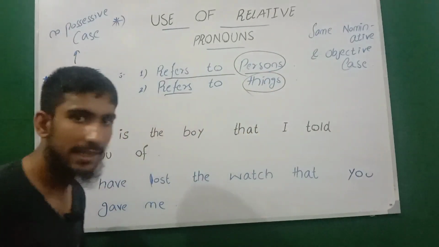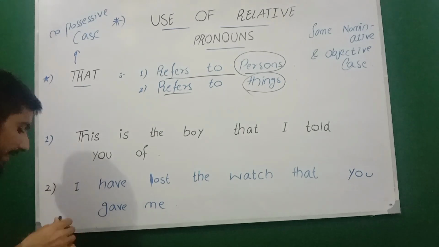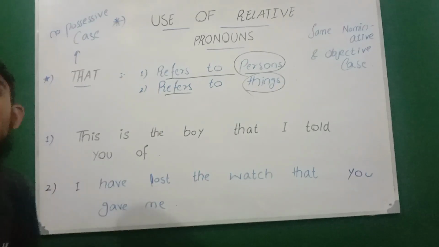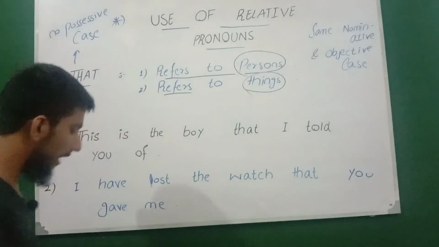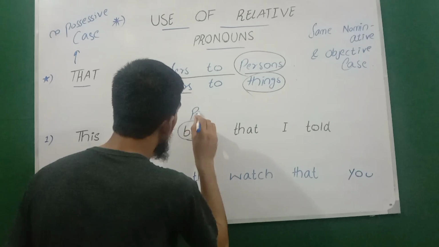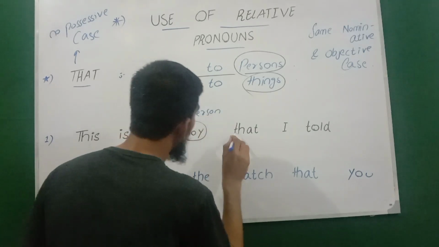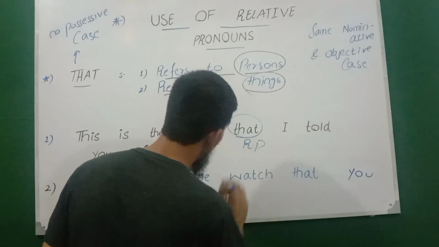So now we will learn through examples. Look at the first example: This is the boy that I told you of. Look, boy is basically a person. That's why we use the relative pronoun "that" in English grammar.